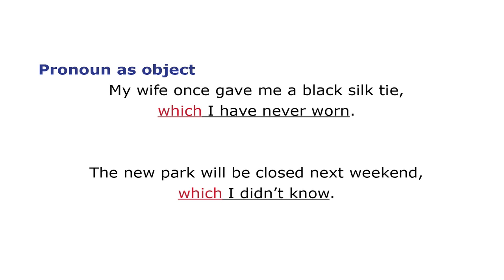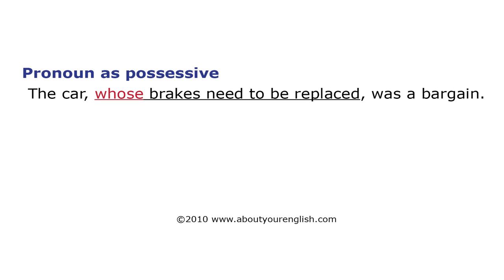The second sentence is an example of a relative pronoun that refers to the entire main clause. The new park will be closed next weekend, which I didn't know. "Whose" is the relative pronoun in the adjective clause here. "Whose" is a possessive, replacing "its" and referring to car. The car, whose brakes need to be replaced, was a great bargain.